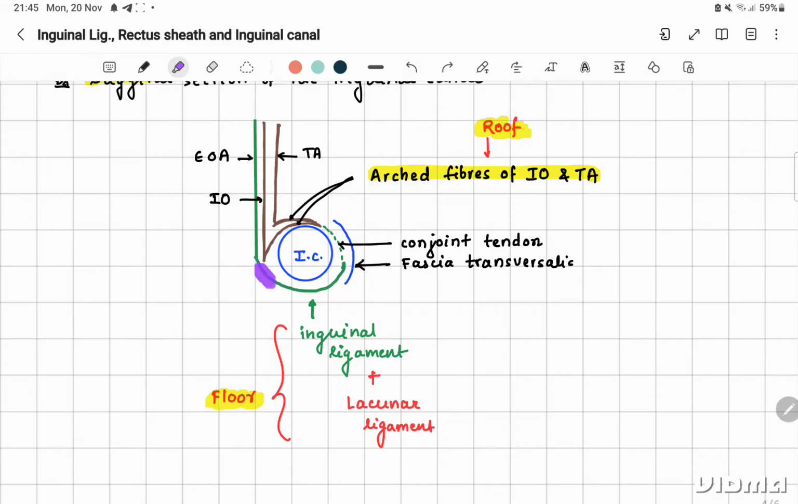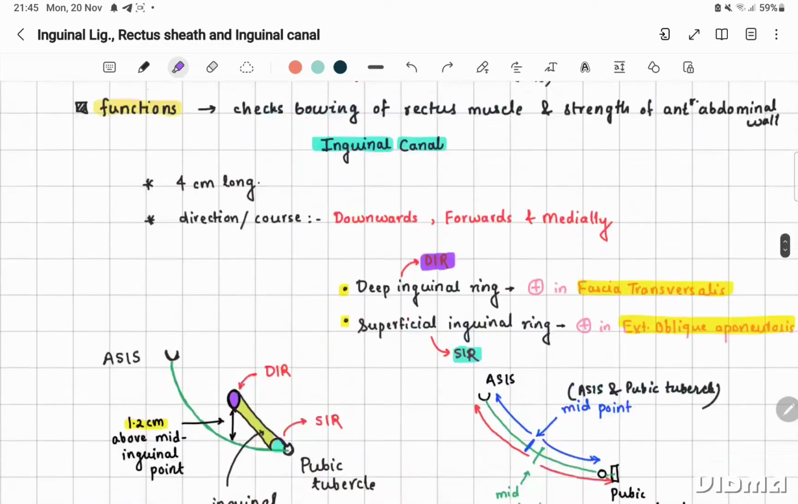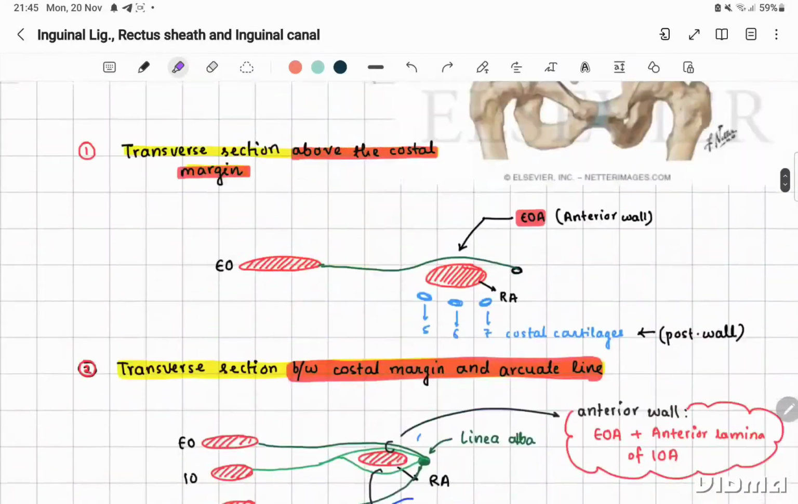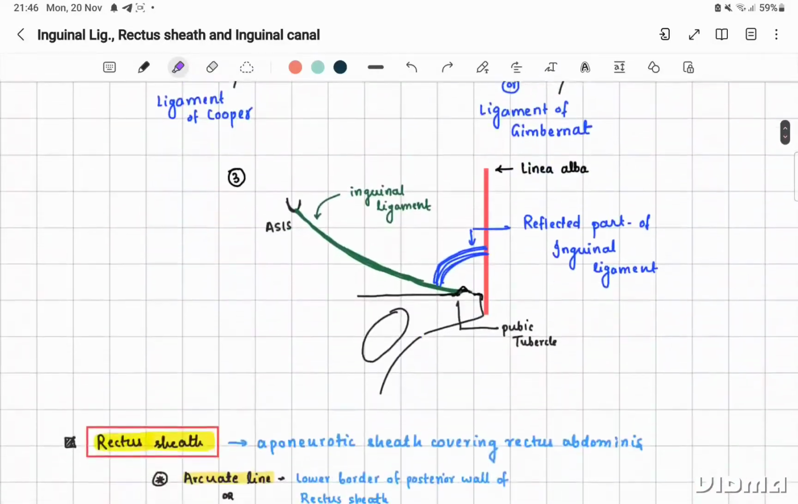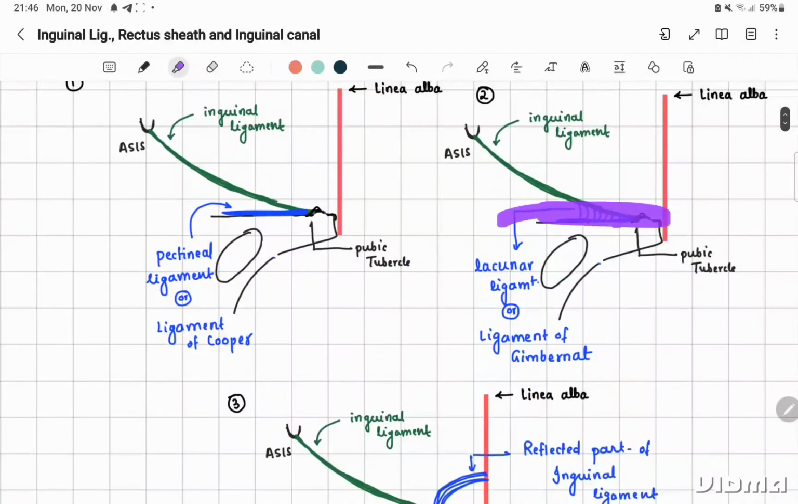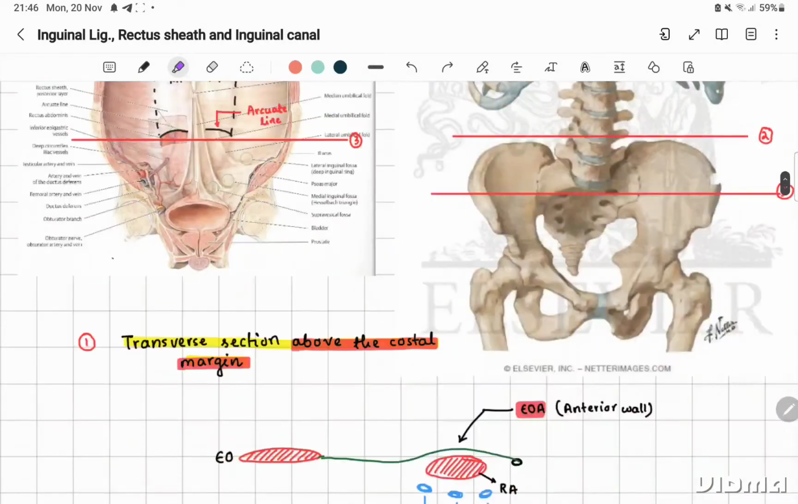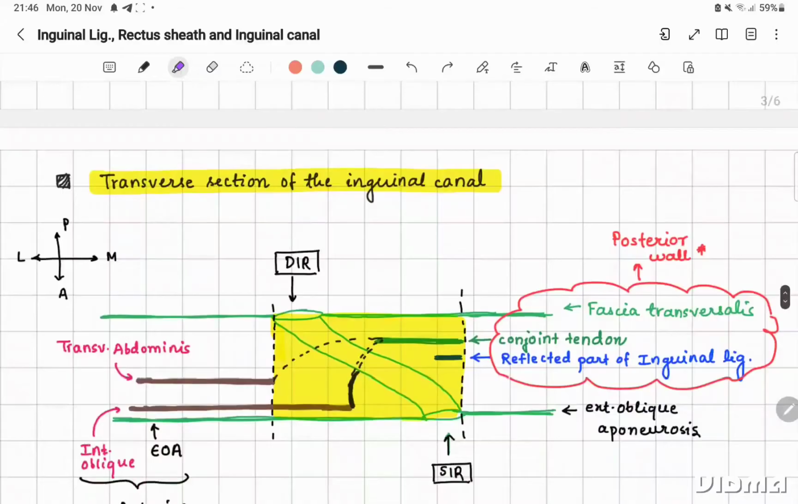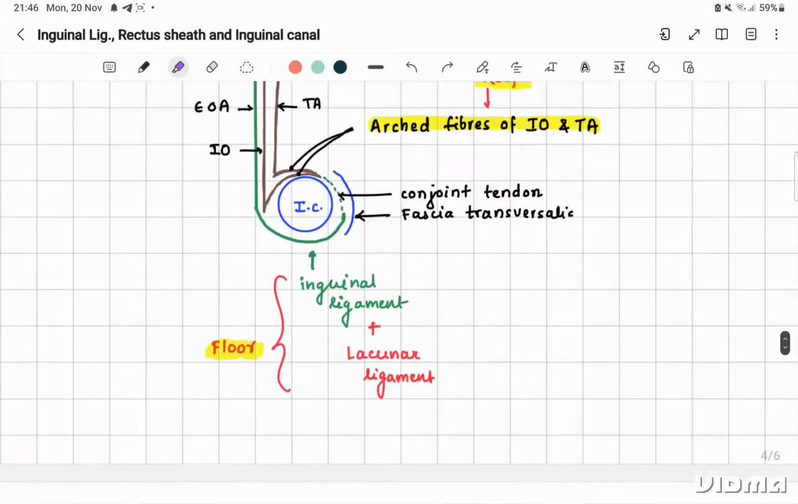This is the inguinal ligament, and your lacunar ligament. Lacunar ligament is a modification of your inguinal ligament. So you will see the lacunar ligament forming the floor of your inguinal canal.